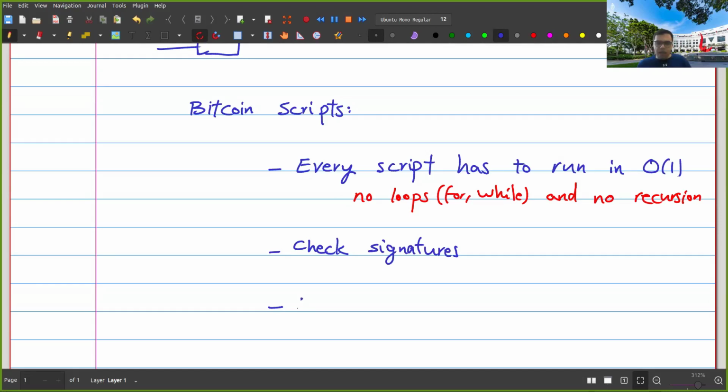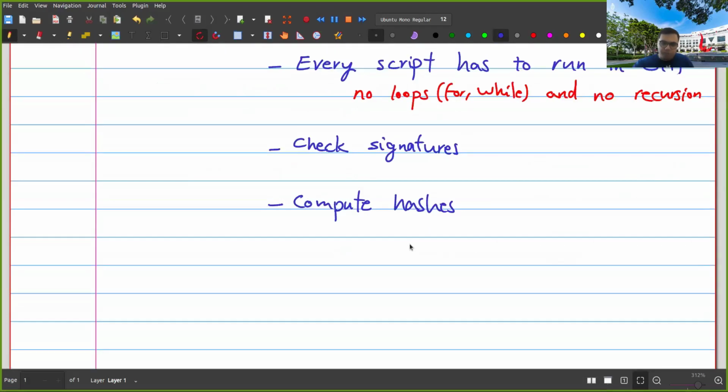It can compute hashes. It can also access the transaction itself. So maybe it can access the hash of the transaction. It can also access the block, so access the transaction and the block containing it. When I say access the block, it can basically get some information about the block that contains this transaction on the blockchain. For example, you can look at the block number.